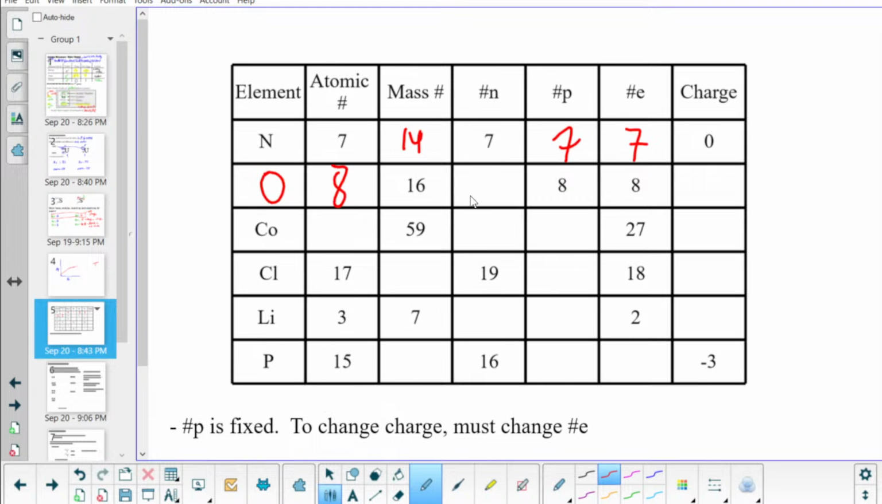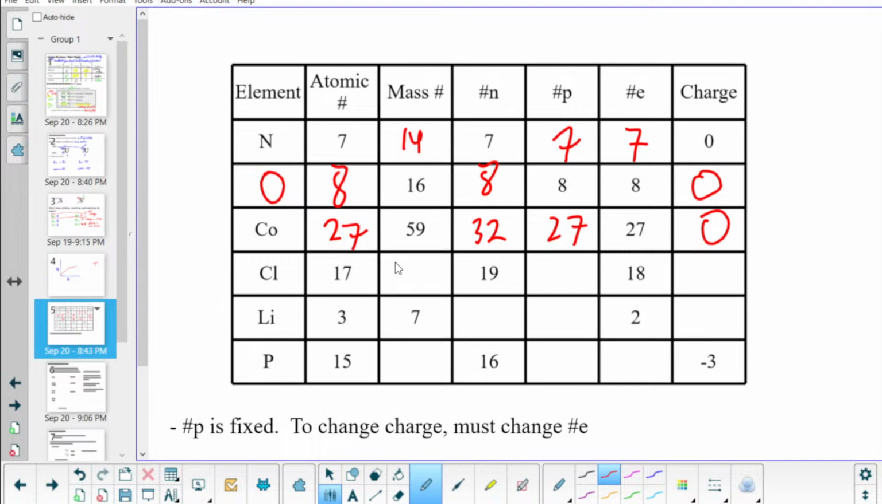Jumping forward. 0 charge. Electrons and those are the same. Keep moving along. 27. 32. 7. 0. 27 protons, 27 electrons. It's going to have a 0 charge.